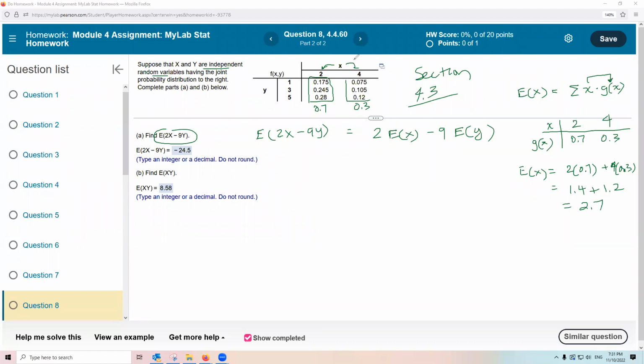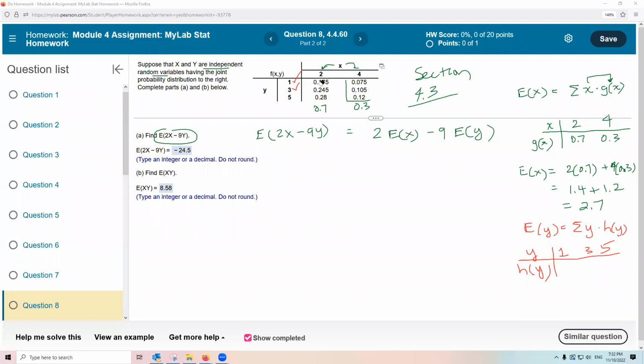All right, well, let's do the same thing for the expected value of Y. This is going to be the sum of y times h of y, and h of y is the marginal distribution for Y. So let's make a little table for that. The Y values are going to be 1, 3, and 5. And to get the marginal distribution for Y, I'm going to be adding straight across.